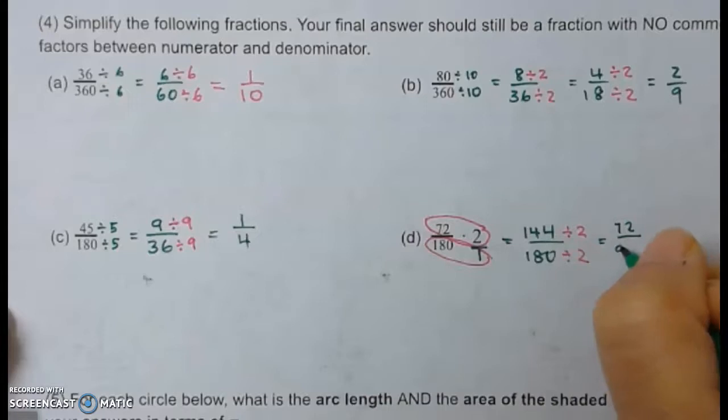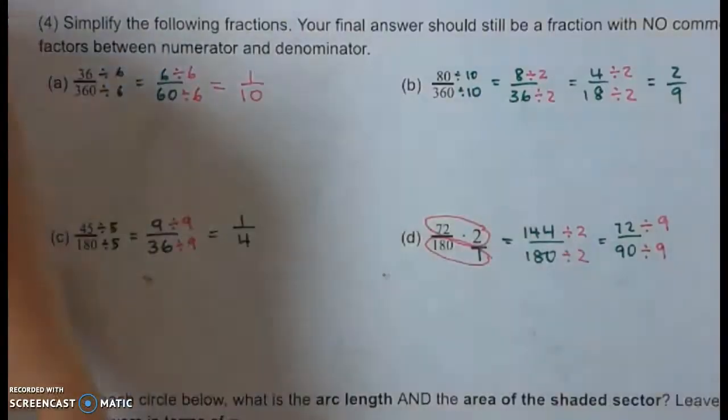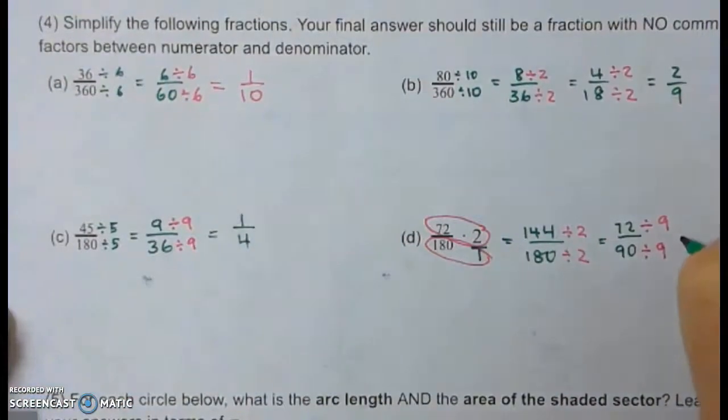180 divided by 2 is 90. They're still even numbers. But before that, 72 and 90. I know that 72 is 9 times 8, and 90 is also 9 times 10. So I can divide both top and bottom by 9. That leaves me with 8, and 90 divided by 9 is 10.